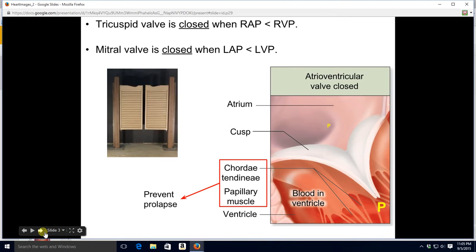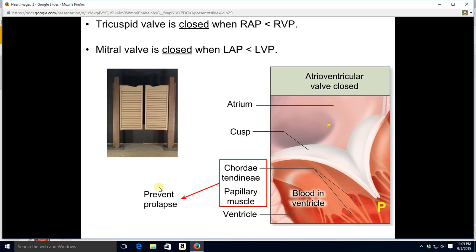All right, what about closing them? Well, it's kind of like the opposite. These AV valves are going to close when blood tries to go the wrong way. So the tricuspid valve is going to close when blood tries to go from the right ventricle back up to the right atrium. That's going to happen when right atrial pressure is less than right ventricular pressure. Similarly, the mitral valve is going to be closed when left atrial pressure is less than left ventricular pressure.